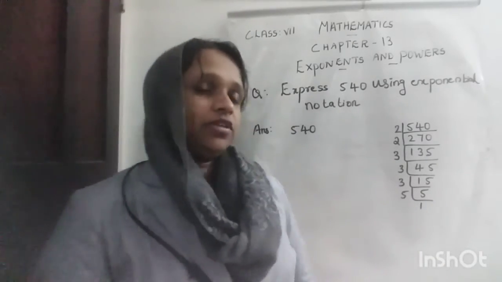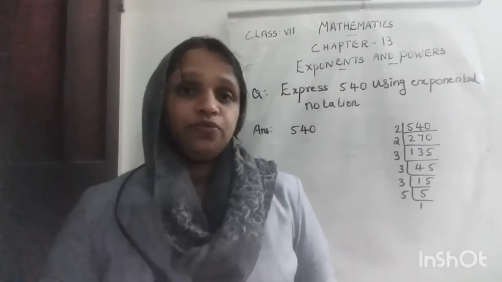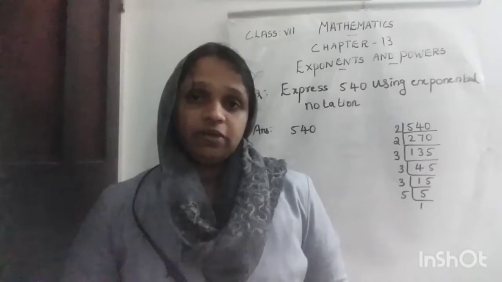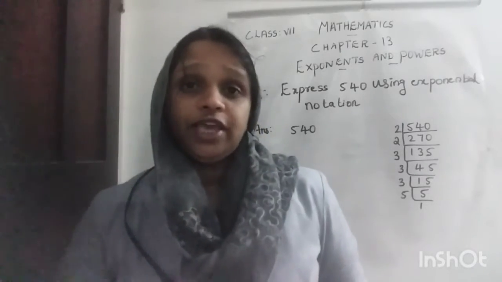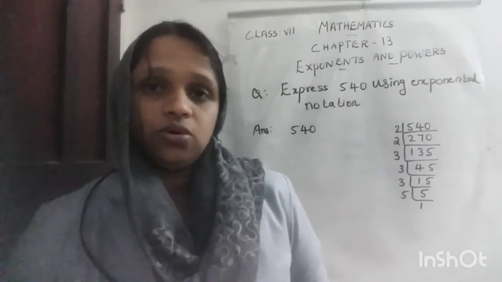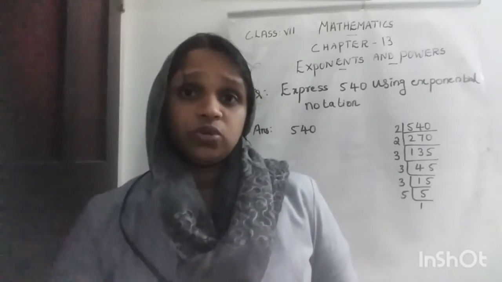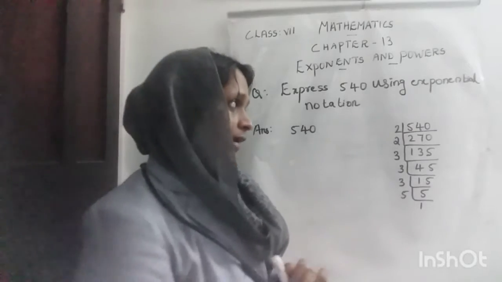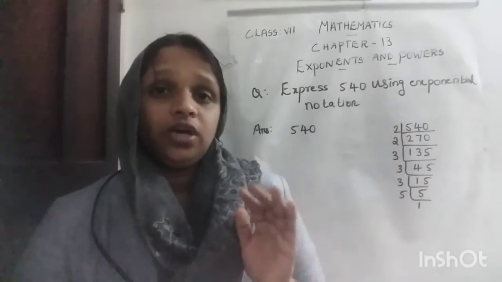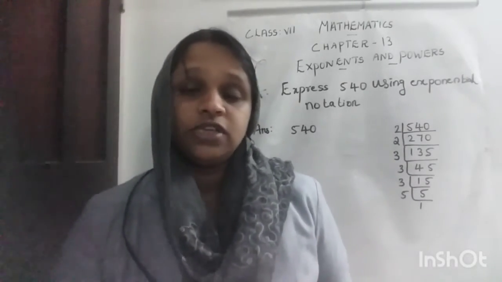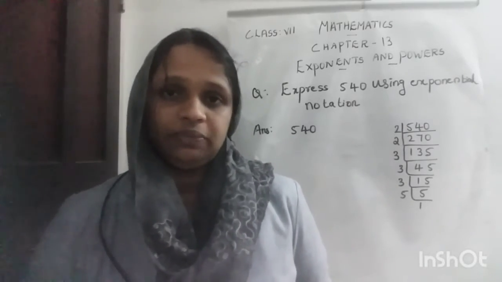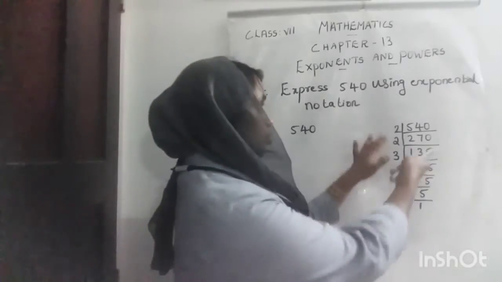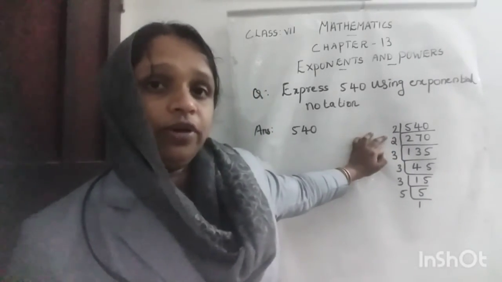Next we are going to discuss how to express 540 using exponential notation. We want to represent this 540 using exponential notation. So we know we need a base and also we need an exponent to write in exponential form. For that, the first step is we want to do the prime factorization of 540.